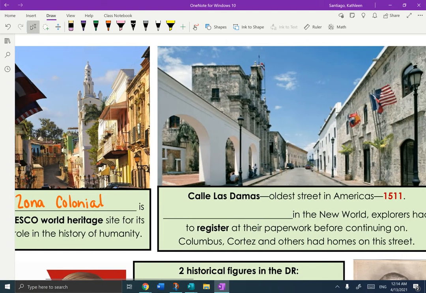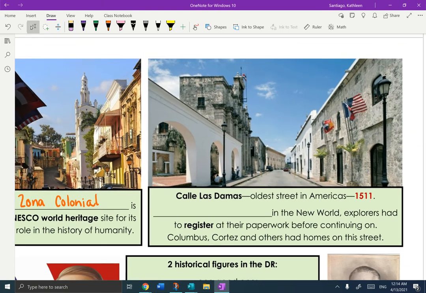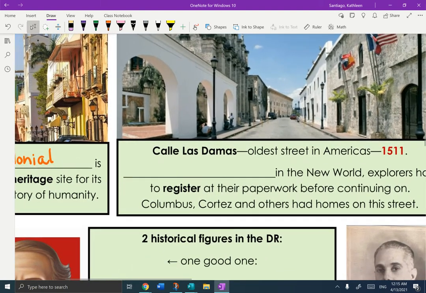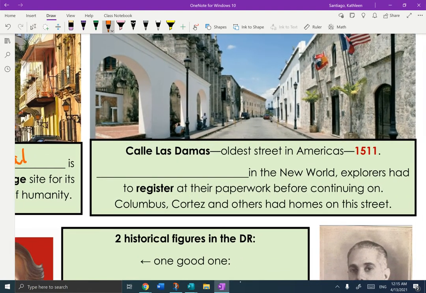Let's look at the picture to the right. This is called Calle Las Damas. It's the oldest street in the Americas, and it was built in 1511. Again, think about 1492 to 1511. Within 20 years, this was the first street that was built. And this is what makes it super important, this street was the headquarters of Spain in the New World.